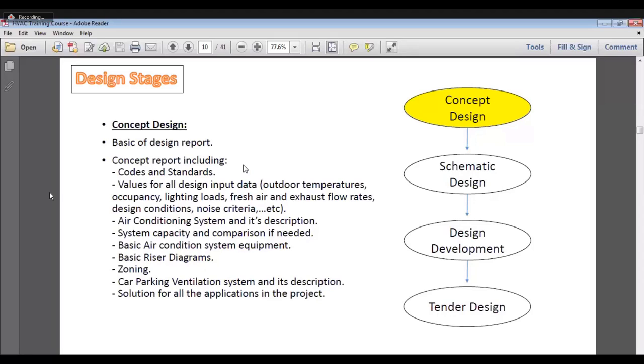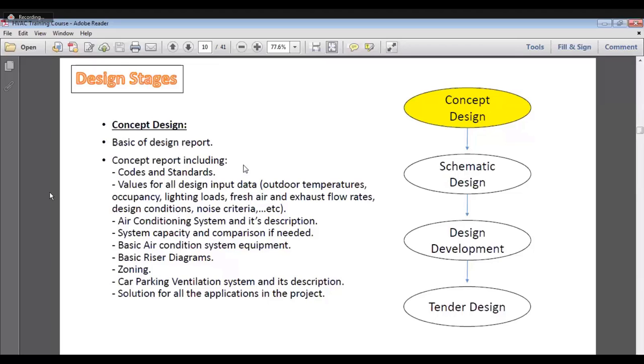We have several design stages: concept design, then schematic design, then design development, and the tender design. Okay? Okay. Do you hear me? Yes. So the concept report includes codes and standards, values for the design input data: outdoor temperatures, occupancy, lighting loads, fresh air, exhaust flow rates, design conditions, and we will see now the importance of each one of them.